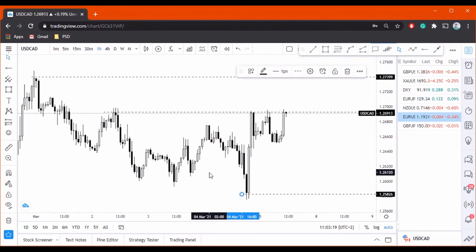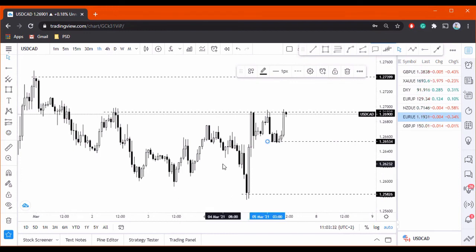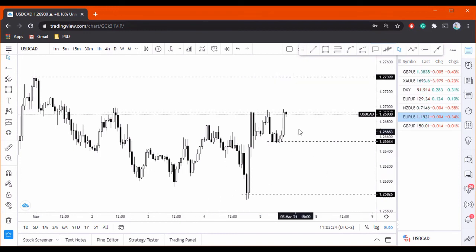USD CAD is a complex pair. It's for someone who has trained their emotional and mental state very well, when you're at a point where you can enter a trade without having any feeling towards it. This is USD CAD. If we were to trade it, you would wait for a breakout right here, for price to break out and go up to that next high.